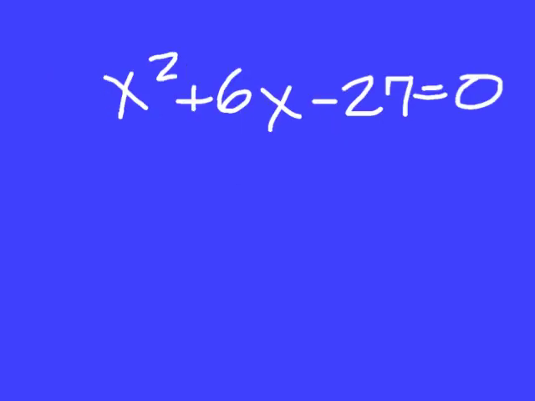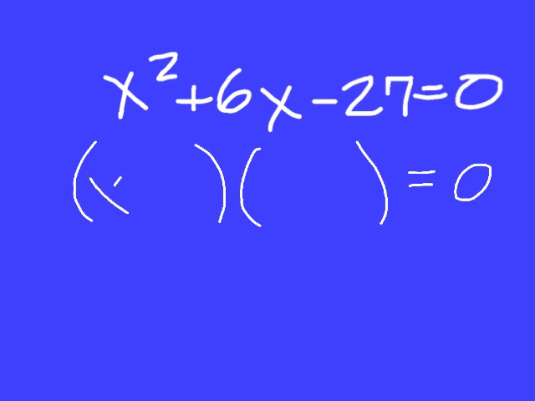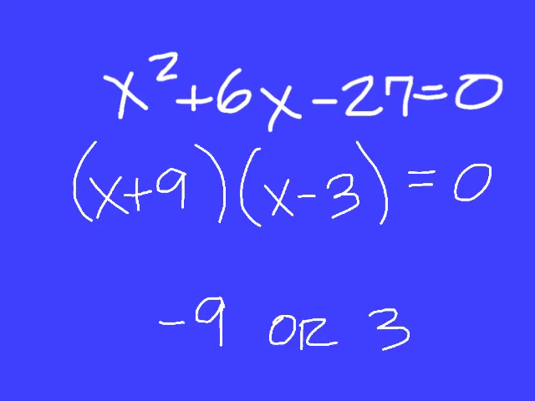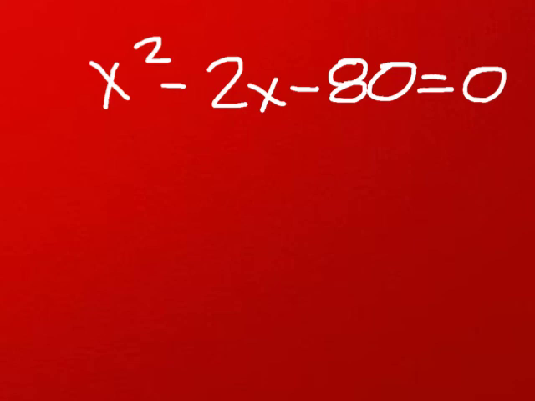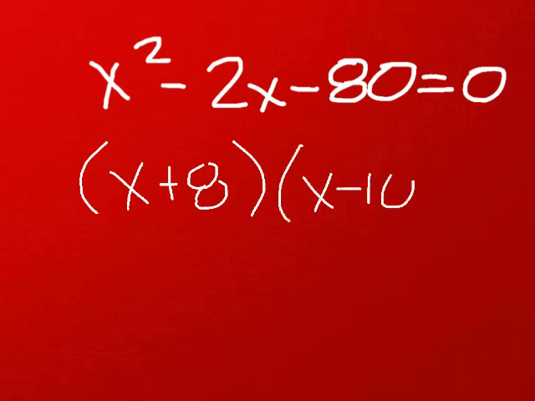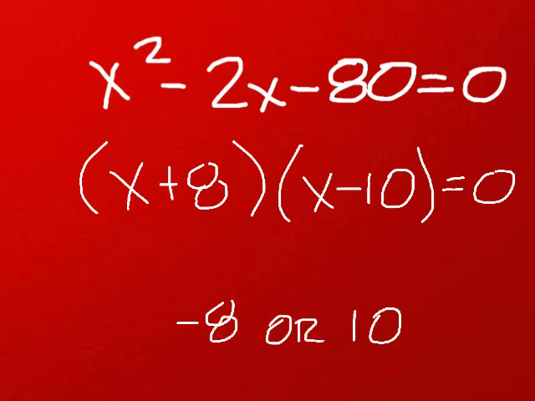Number 6. Alright, we need two numbers that multiply to get a negative 27 but add to get a positive 6. That should be positive 9, negative 3. Of course, that solves down to negative 9 or positive 3. This one should have been x plus 8 and x minus 10, which would give you negative 8 or 10.